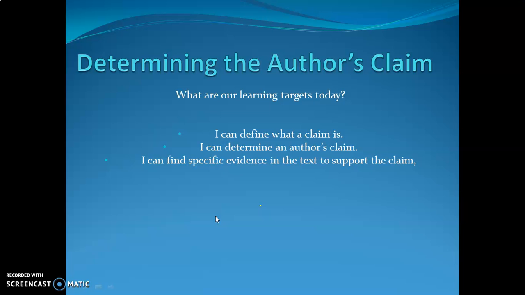We are working again today with the strategy of finding the author's claim and finding their evidence to support that claim. So our learning targets today, we have several, are I can define what a claim is, I can determine an author's claim, and I can find specific evidence in the text to support the claim.